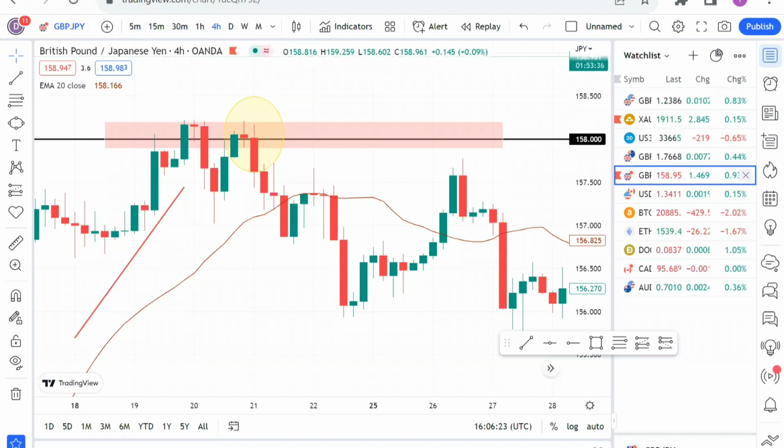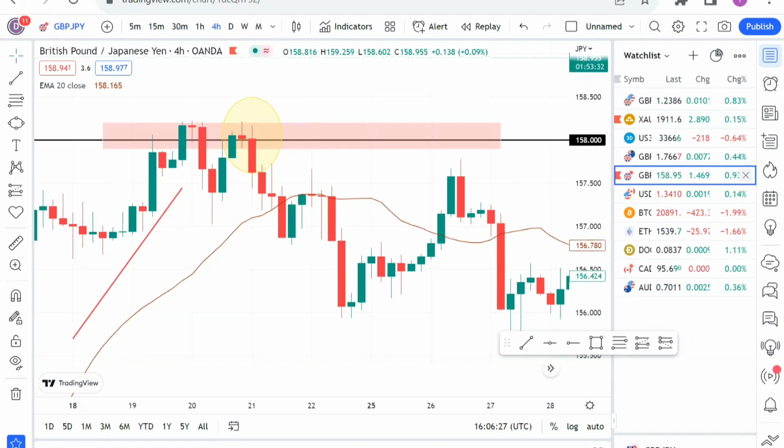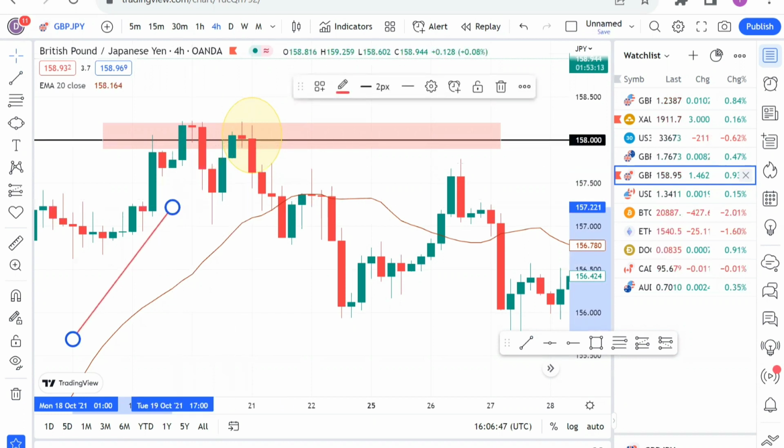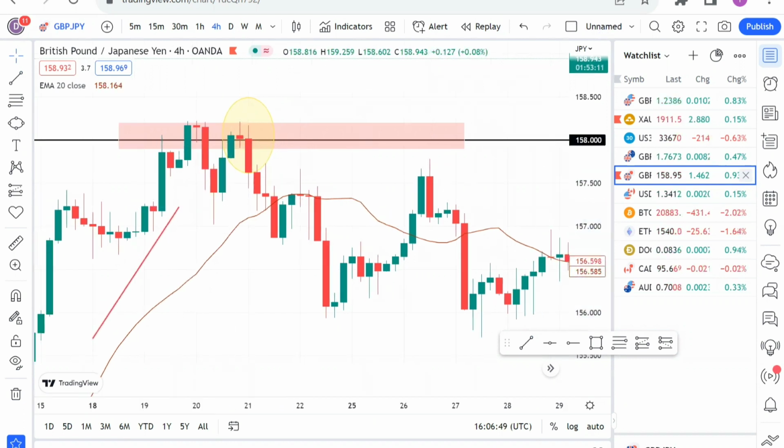On the other hand, right here is an evening star, just after the consolidation and the retest of the psychological level. An evening star also formed right here. They are very common on Japanese candlesticks and currency.